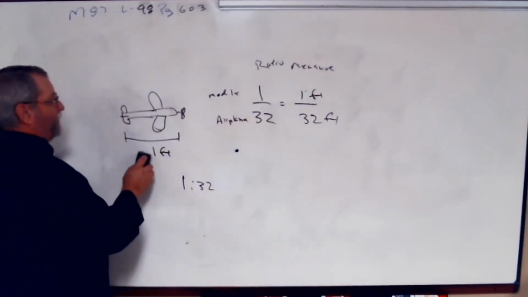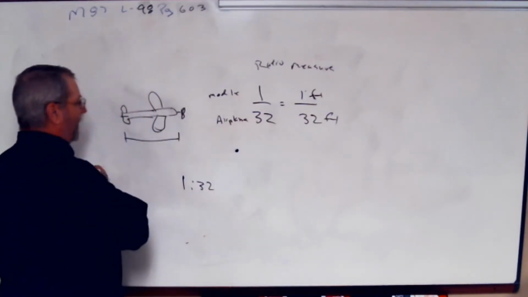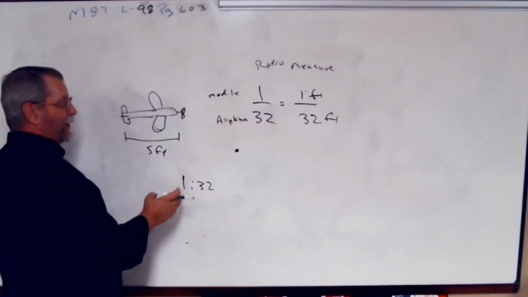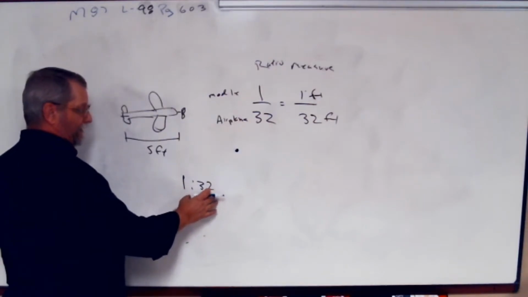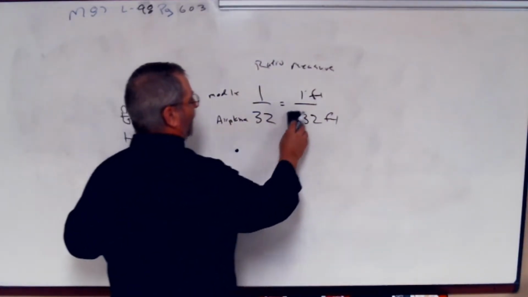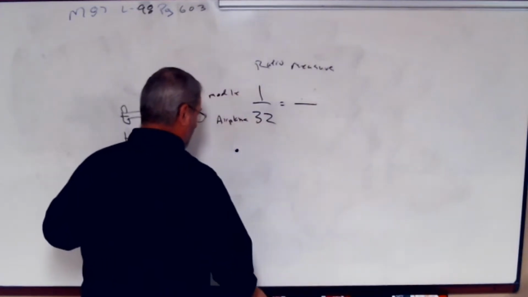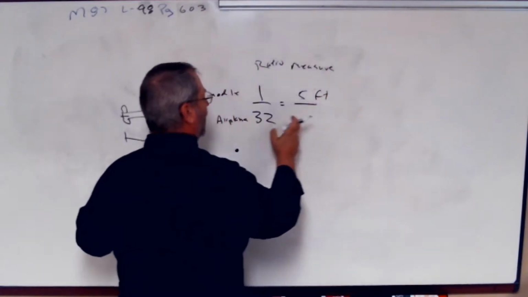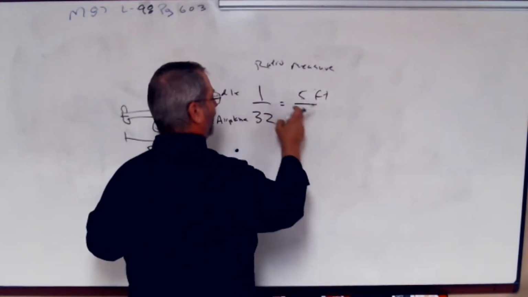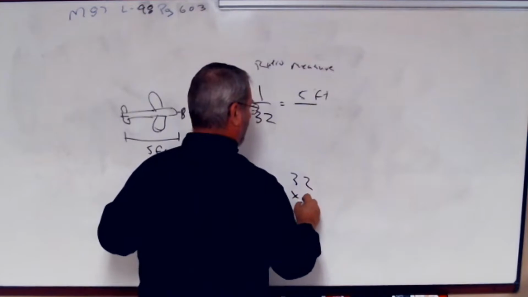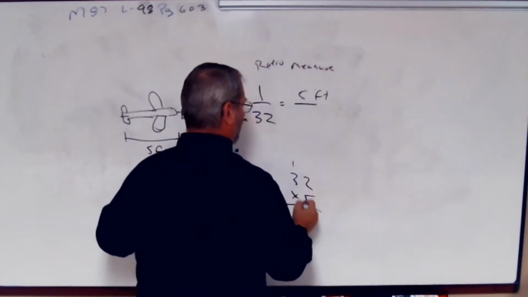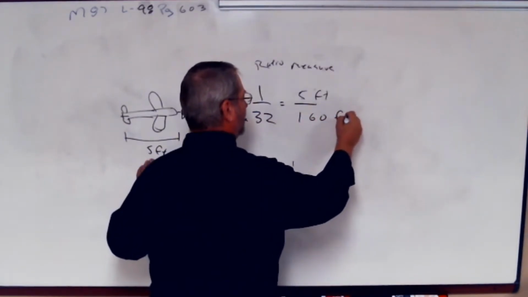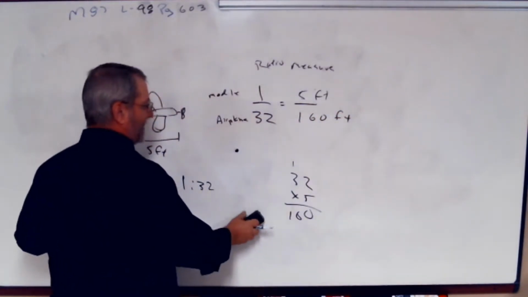If I was going to build a bigger model, let's say a model that is 5 feet long, and it's the same scale, 1 to 32, I just changed my numbers. I put 5 feet here. Then it's 32 times 5 divided by 1. 32 times 5 is 160. Then the airplane itself is actually 160 feet long.